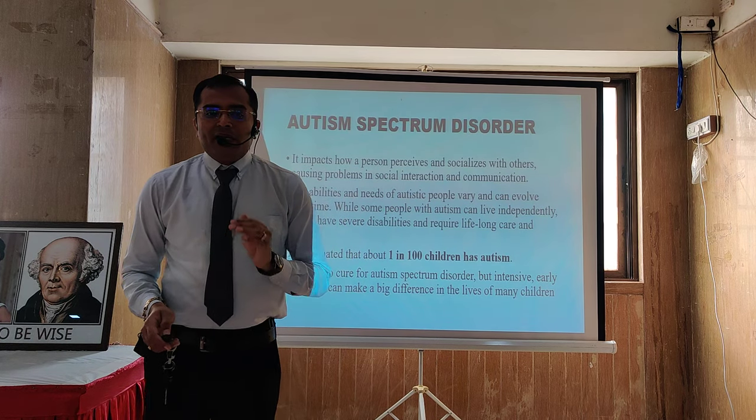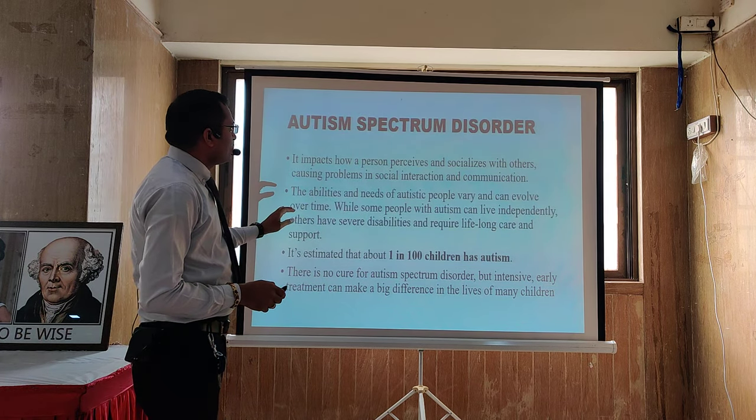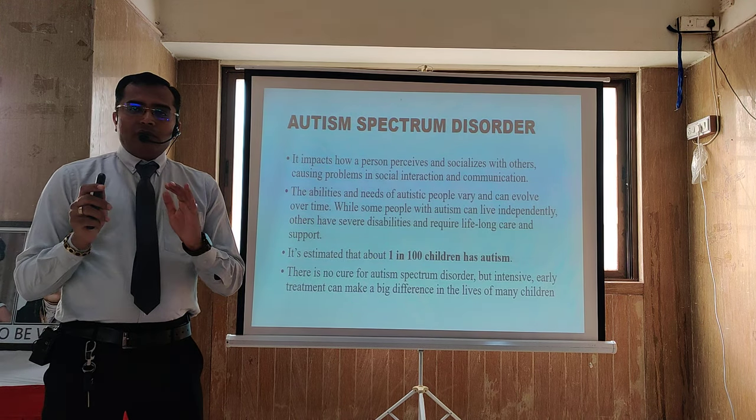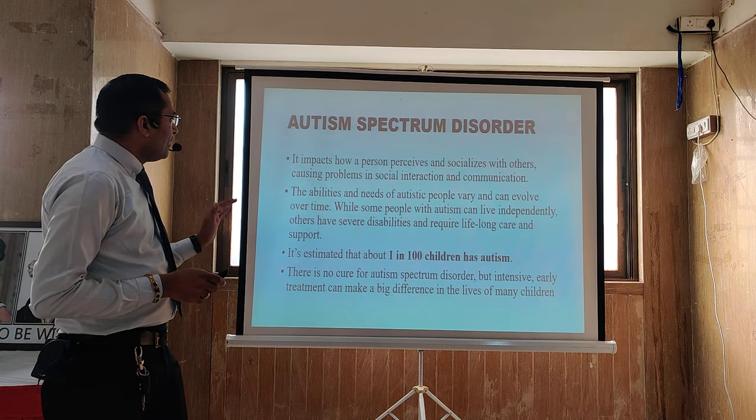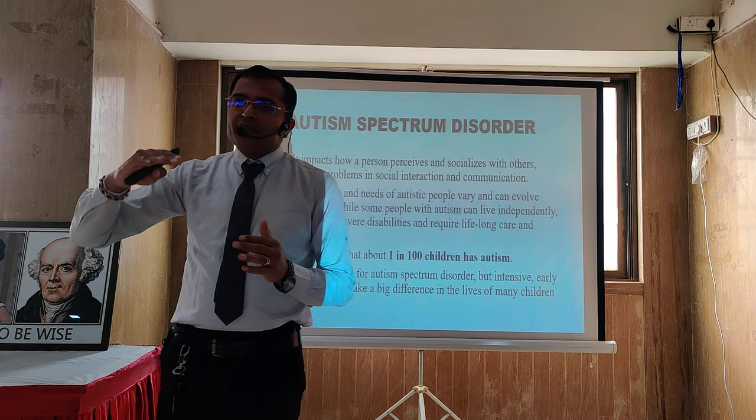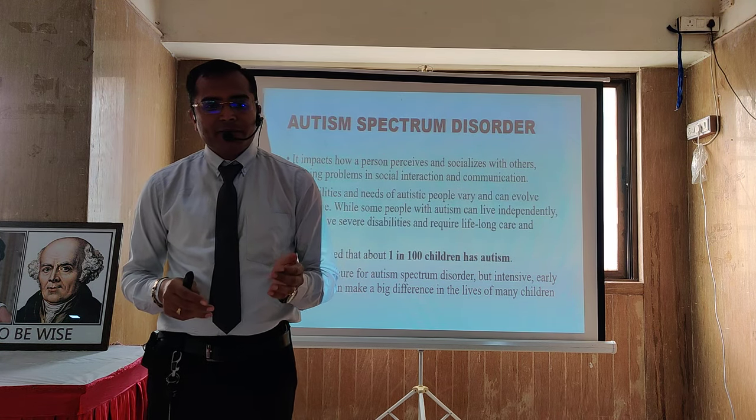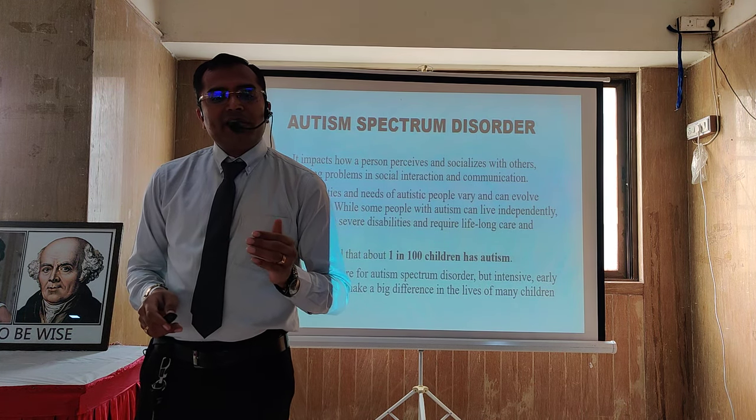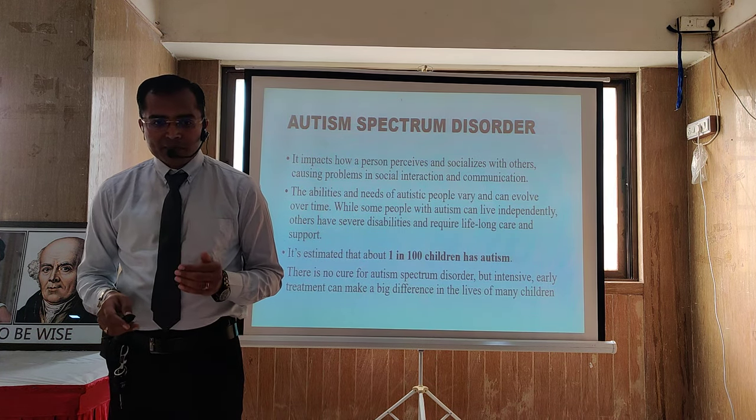Now, what happened? It impacts how the person perceives and socializes with others, causing problems in social interaction and communication. So, the ability and the needs of autistic people vary and can evolve over time, while some people with autism can live independently. So, what happens? Sometimes the autism symptoms are there, but they can live independently. Some persons cannot live independently. Okay. Why is it that some people having autism can live independently and others having severe disability require lifelong care and support? So these are the processes.